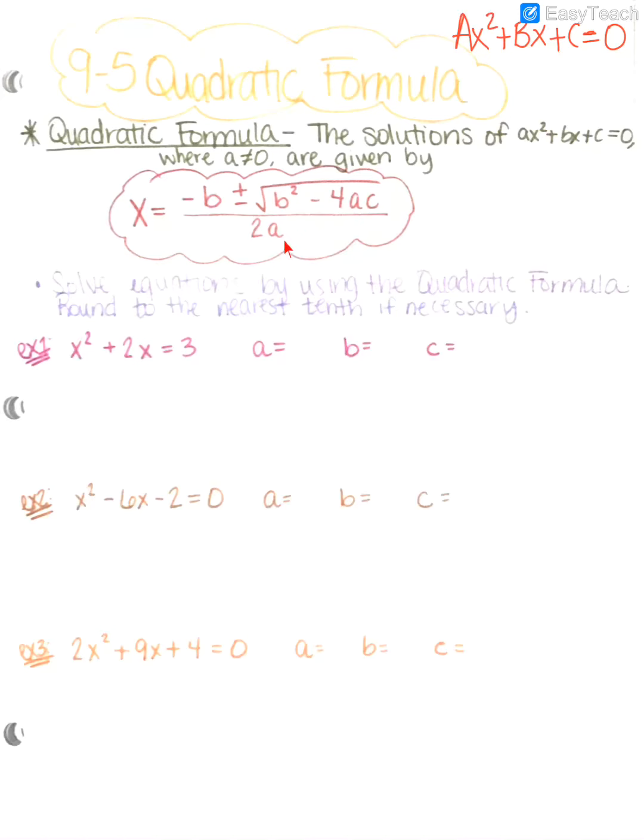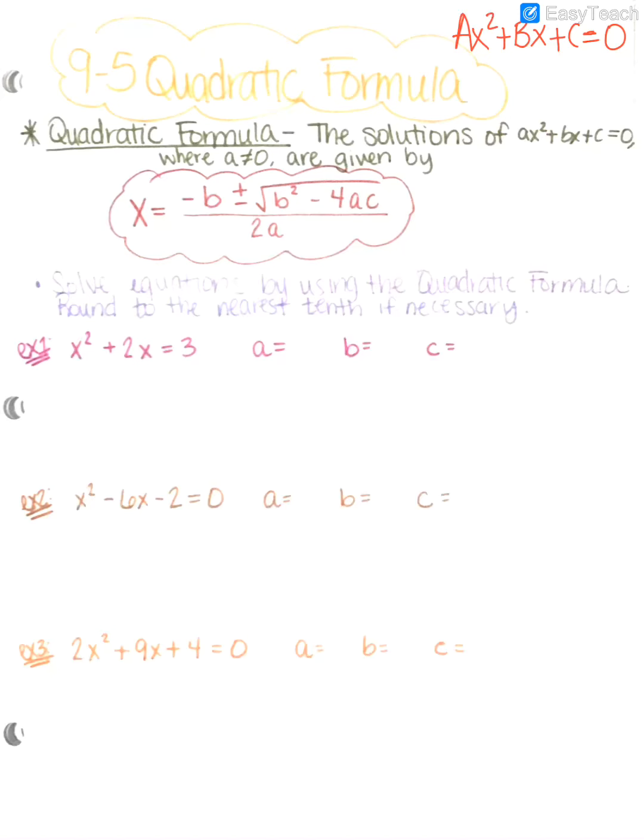And what we're going to be doing is just replacing those values. Whatever number is there for b, we're going to replace for b. The a, whatever number is in front of the x squared, will be your a, and whatever value is by itself with no variable attached to it is your c value, and it will go in that place. And then we're just going to go ahead and simplify.